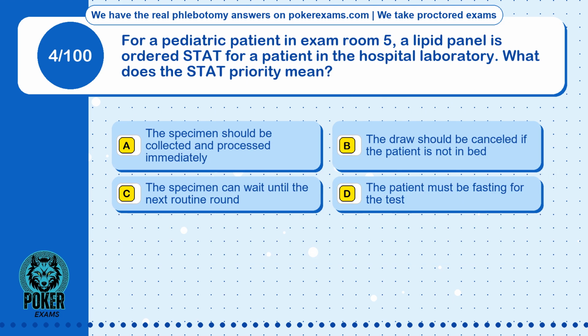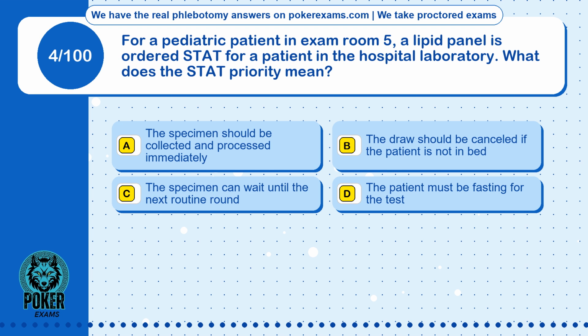Question 4. For a pediatric patient in exam room 5, a lipid panel is ordered stat for a patient in the hospital laboratory. What does the stat priority mean? Option A. The specimen should be collected and processed immediately. Option B. The draw should be cancelled if the patient is not in bed.